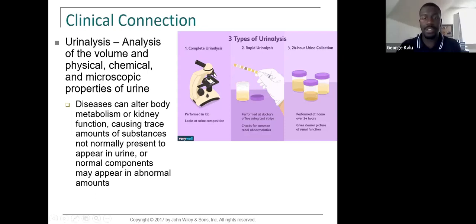Okay. And so you can either do a complete urinalysis, where you take a sample of the urine and look at it under a microscope for specific characteristics. You can do a rapid urinalysis, where you take a dipstick that has a bunch of pads that will change color depending on different concentrations that exist inside the urine.